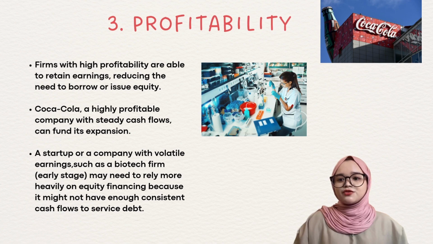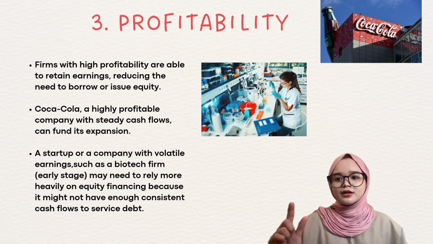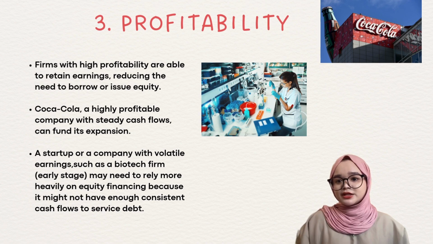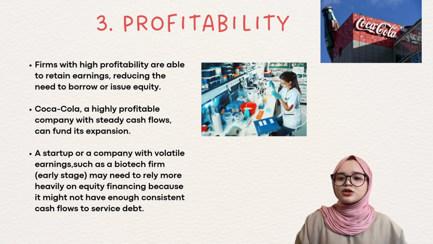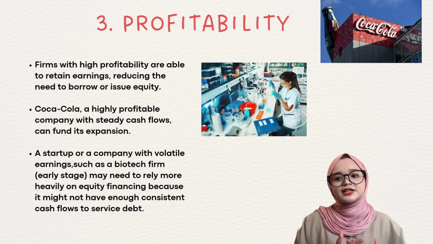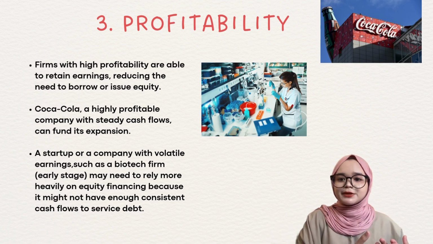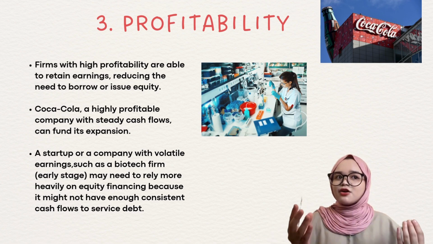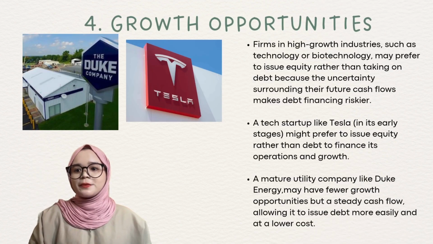Profitability. Firms with high profitability are able to retain earnings. For example, Coca-Cola can fund its expansion and operation primarily through retained earnings or by issuing debt, since it is less risky. Meanwhile, a startup or a company with volatile earnings, such as a biotech firm in the early stage of drug development, may need to rely more heavily on equity financing because it might not have enough consistent cash flow to service debt. The last one is growth opportunity.